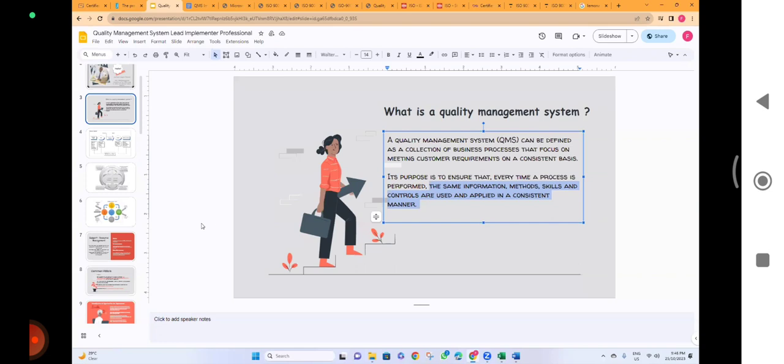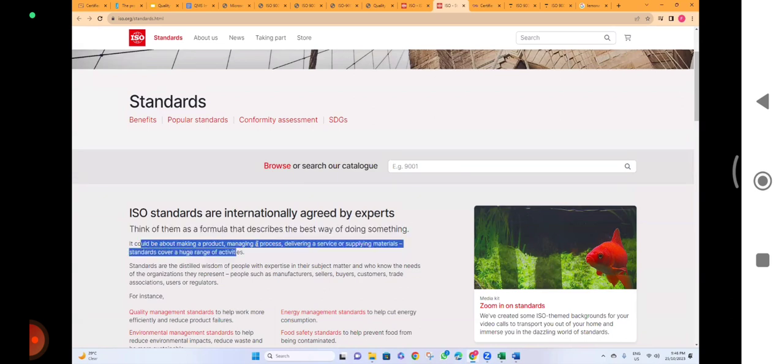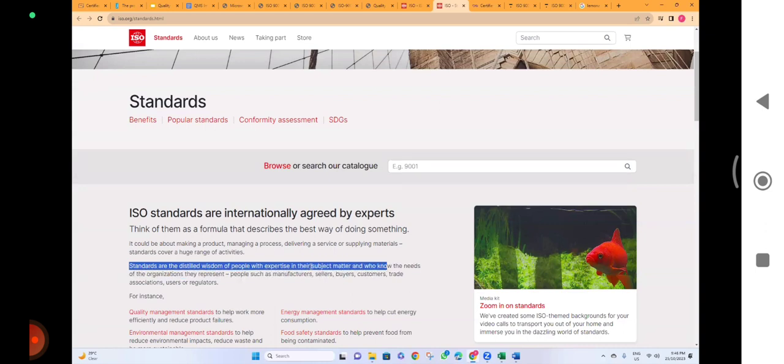But before I end this webinar, always think of an ISO standard as a formula that describes the best way of doing something. It could be making a product, managing a process, delivering a service, or supplying what you have to do. Standards are the distilled wisdom of people with expertise in their subject matter who know the needs of the organizations they represent. That is how you have to view an ISO standard. They are not designed to bring more work or more confusion or to complicate things in your organization.